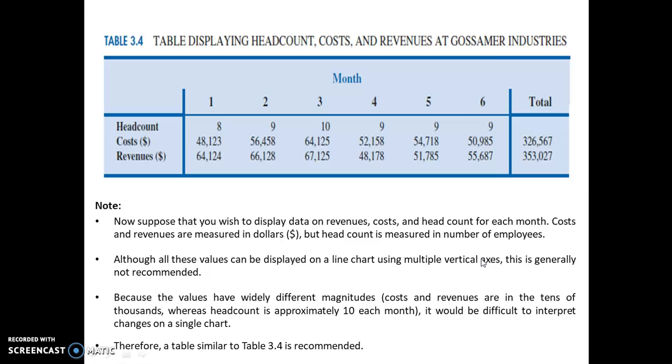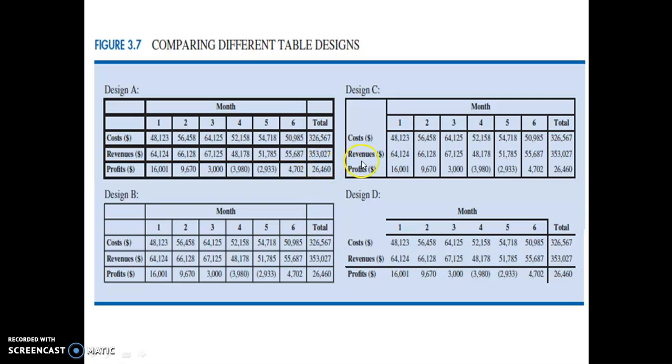Because the values have widely different magnitudes, cost and revenue are in the tens of thousands, whereas head count is approximately 10 each month. So it will be difficult to interpret the changes on a single chart. Therefore, the table 3.4 is not recommended. I will go for 3.7. So we have different designs. First you can take design A.